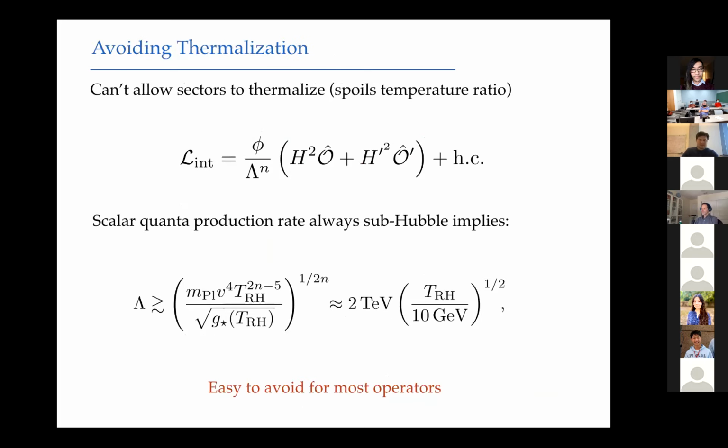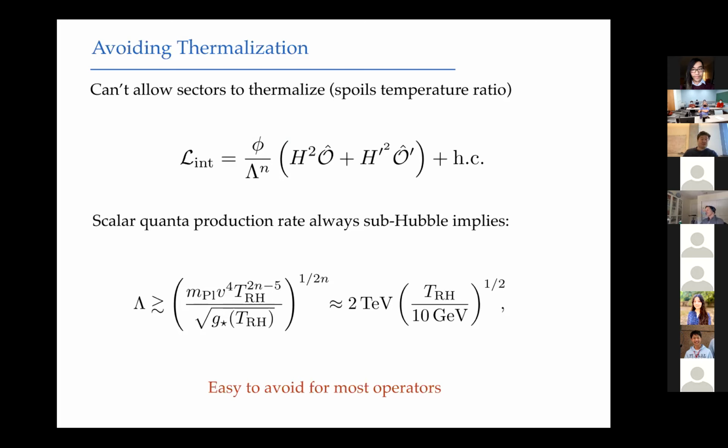And having set this up, we have to ensure that certain criteria are satisfied. So at the end of the day, we would like to make sure that the two sectors don't thermalize with each other. If they were to thermalize, then that would spoil the temperature ratio and we'd be excluded from a variety of different directions. The only place where we've postulated an interaction that could potentially thermalize is through the interactions with phi, which are not negotiable.